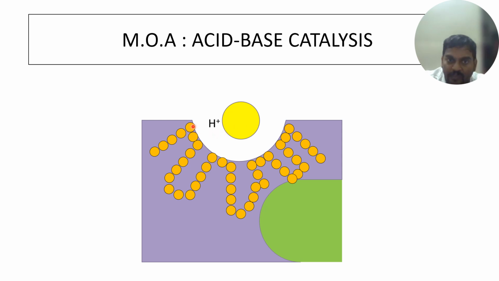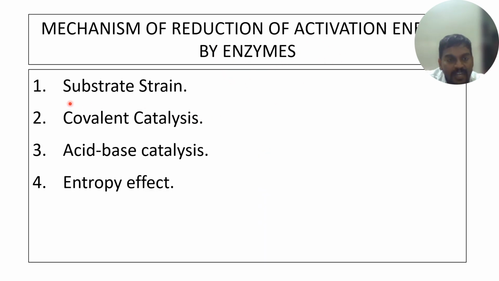That's why, when you read about the active site in your book, they will mention that the active site is mainly made up of acidic and basic amino acids because it is involved in acid base catalysis. So this is about acid base catalysis. Now we have seen substrate strain, covalent catalysis and acid base catalysis.